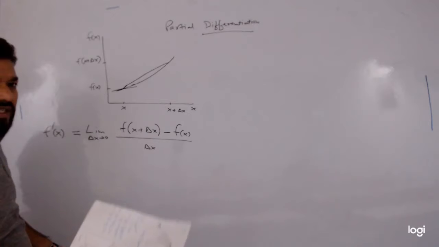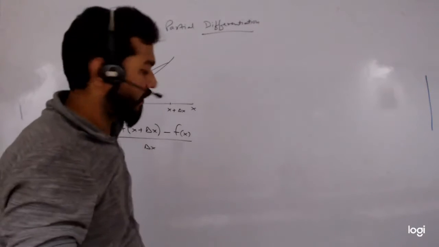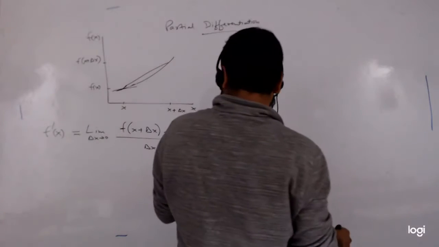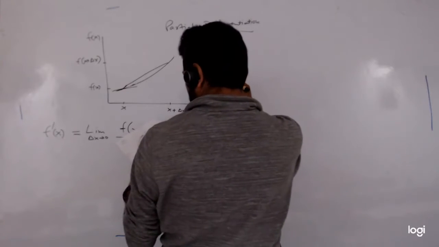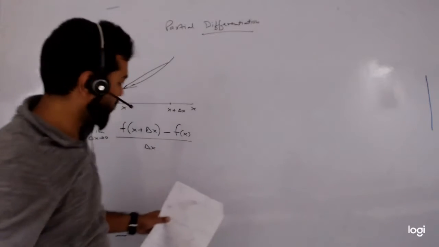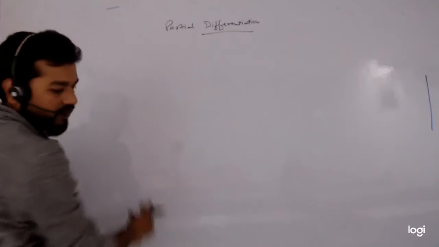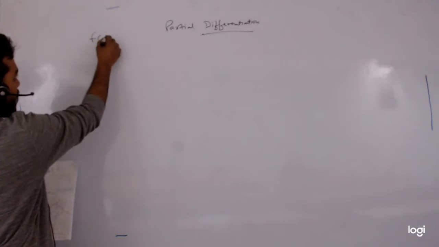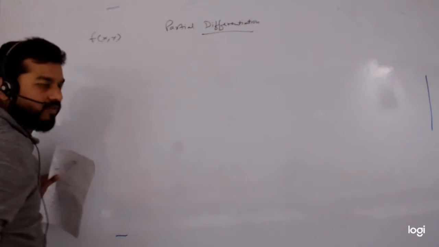Now the derivative in 3D is something like this. There's just one additional thing: we don't have a function of one variable now. I just wanted to remind you what the formula is. My function is f of x and y. I'll draw the diagram as well.